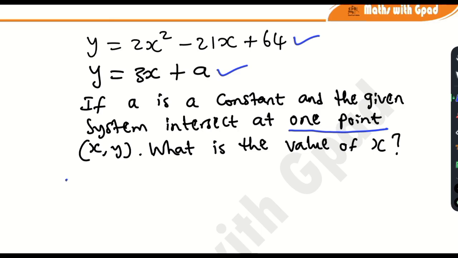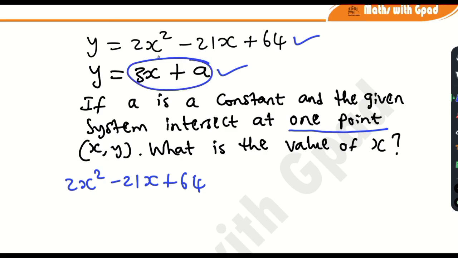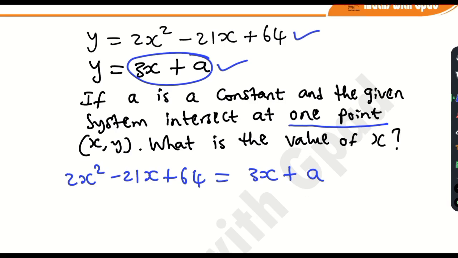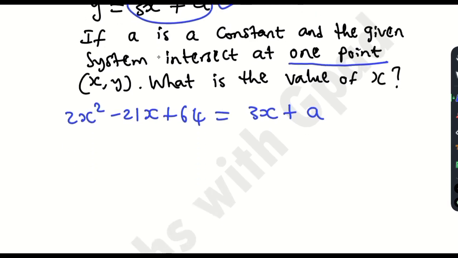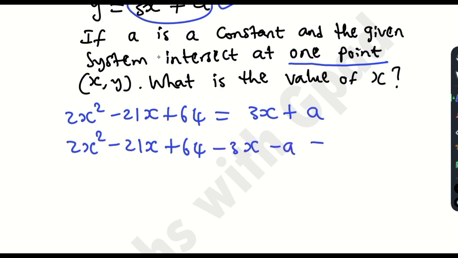So that's going to be 2x squared, that's this first one, minus 21x, and then plus 64. This is equal to this second equation, which is equal to 3x plus a. Now let's take 3x plus a to the left-hand side and have them on one side. That's going to be 2x squared minus 21x plus 64, and then minus 3x, then minus a, all is equal to 0.